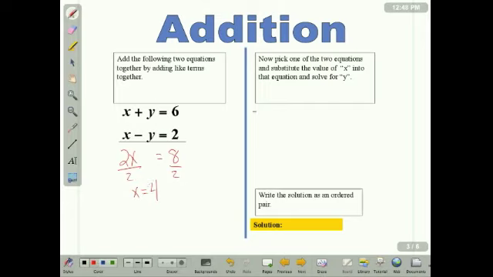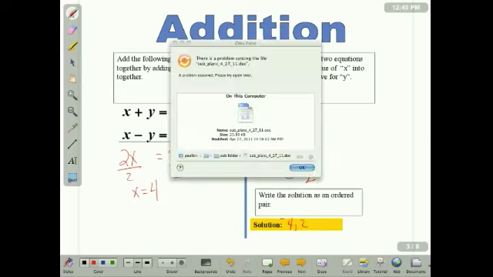Now I'm going to pick one of these equations. It doesn't matter which. In this case, I'm going to pick x plus y equals 6. And I'm going to use substitution to replace the x with a 4. Four plus y equals 6, and I want to subtract 4 from both sides to get y by itself. 6 minus 4 is 2. My solution is 4, negative 2. Excuse me, 4, positive 2.